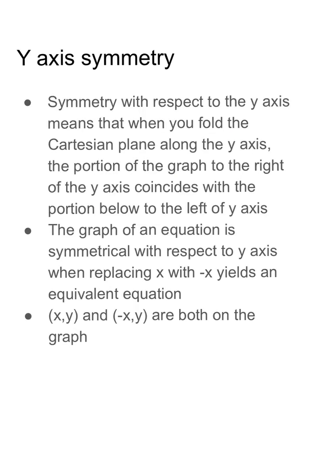Y-axis symmetry is symmetry with respect to the y-axis, which means that when you fold the Cartesian plane along the y-axis, the portion of the graph to the right of the y-axis coincides with the portion to the left. The graph of an equation is symmetrical with respect to the y-axis when replacing x with negative x yields an equivalent equation, and we're going to talk about what that looks like. Then (x, y) and (negative x, y) are both on the graph. So we'll do a sketch of what that looks like.